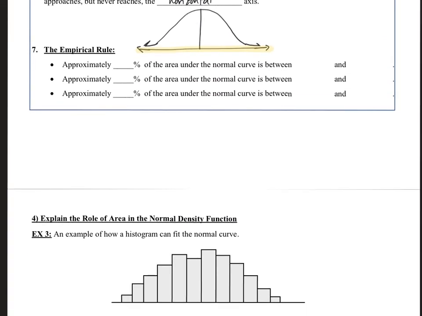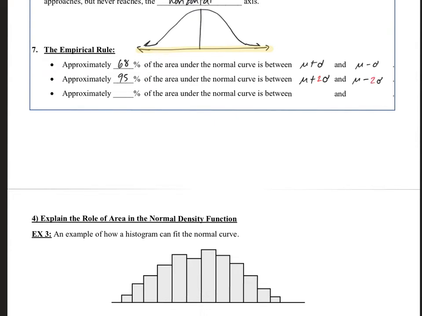Now for the empirical rule. Awesome thing is we can use the empirical rule with this. So approximately 68% of the area under the normal curve is between mu plus 1 standard deviation and mu minus 1 standard deviation. Hopefully by this time you have these memorized because these are going to be used often. Next, we have that approximately 95% of the area under the normal curve is between mu plus 2 standard deviations and mu minus 2 standard deviations.